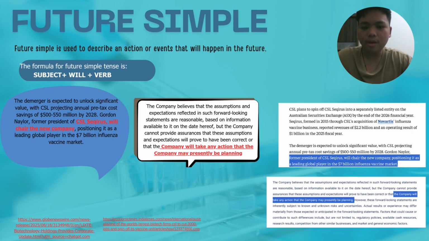The company believes that the assumptions and expectations reflected in such forward-looking statements are reasonable, based on information available to it on the date hereof, but the company cannot provide assurance that these assumptions and expectations will prove to have been correct, or that the company will take any action that the company may presently be planning.